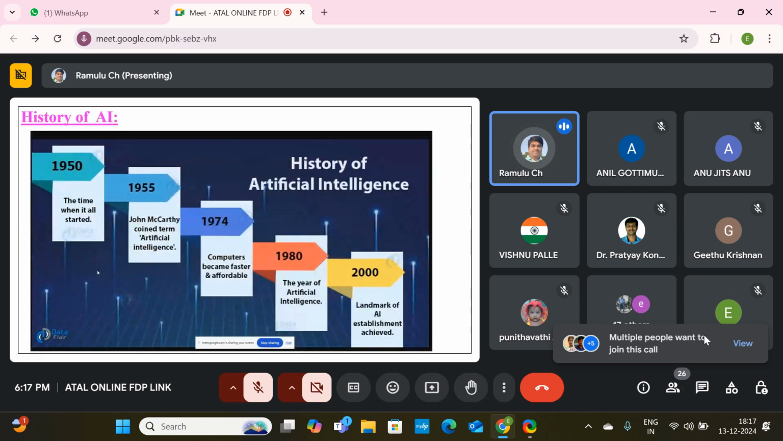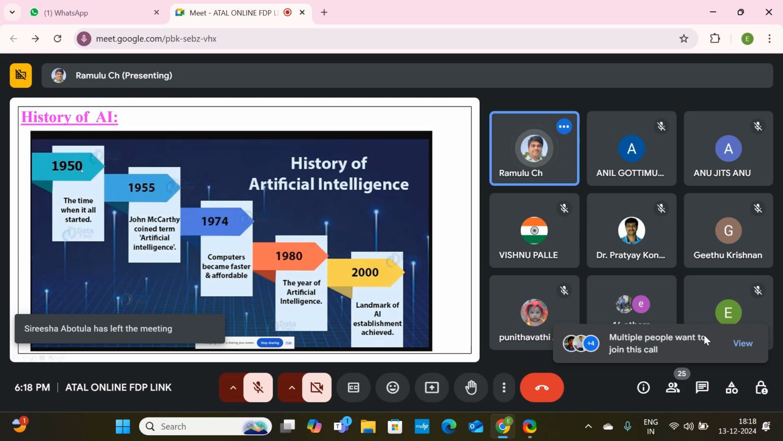Now coming to the history of AI. Maybe other speakers have covered it, because without these basics they cannot proceed. So here also we are going to spend a few minutes on this. What is the history, and when did it start? In the year 1950 was the time when it all started. The concept of computer science, or the usage of computers, and AI started. But AI at that time was not popular.